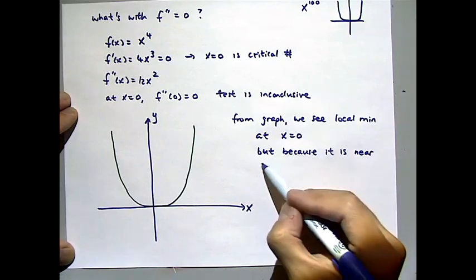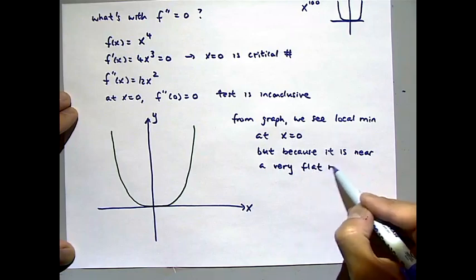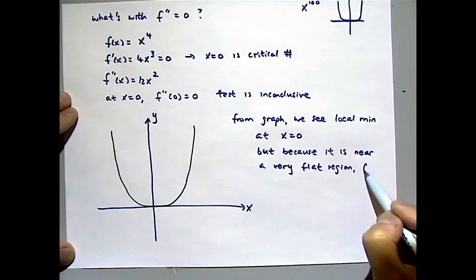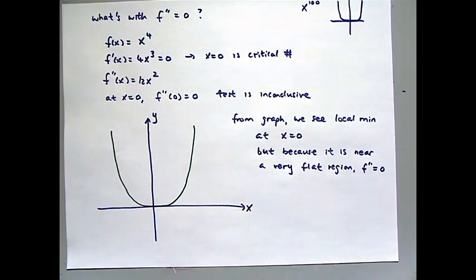But because it is near a very flat region, it turns out that it's not actually concave upward or downward near that region from f double prime here. It's actually incredibly flat. So even though it is a local minimum, just because we know what the graph looks like, same thing with x to the 100th, we know it's a local minimum. But the geometry of the graph is not helping us. We actually get f double prime is equal to 0.